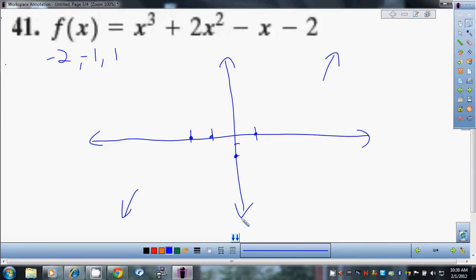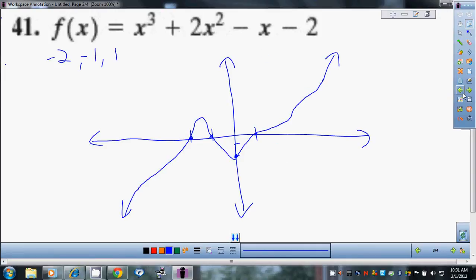Now from here, just connect the dots. And again, it doesn't have to be perfect. And there you go. I'm sorry. That is a sketch of this function.